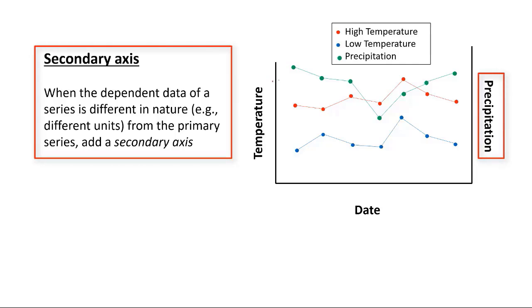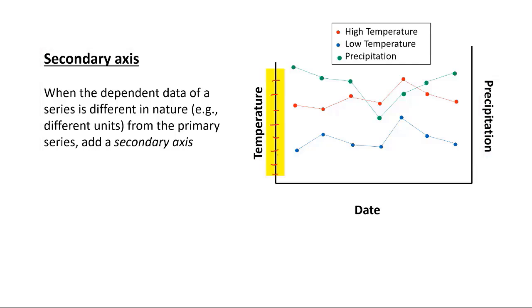The temperature scale would have its different values here, maybe ranging from 20 degrees up to 70 degrees Fahrenheit or so. And precipitation then would have different markers here, so a different scale on the secondary axis corresponding to precipitation.